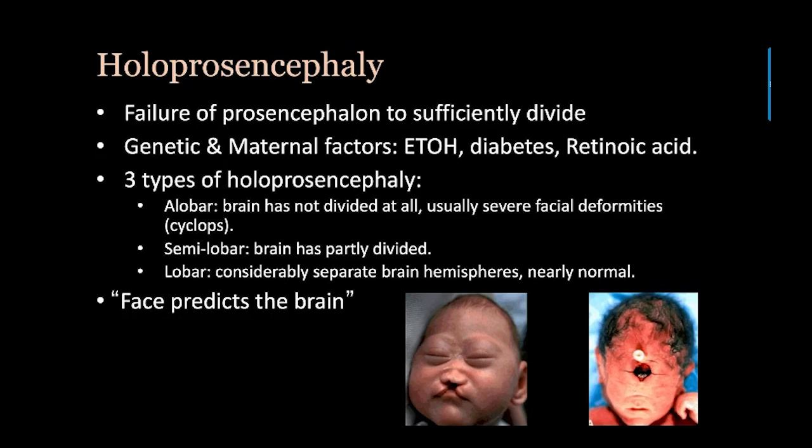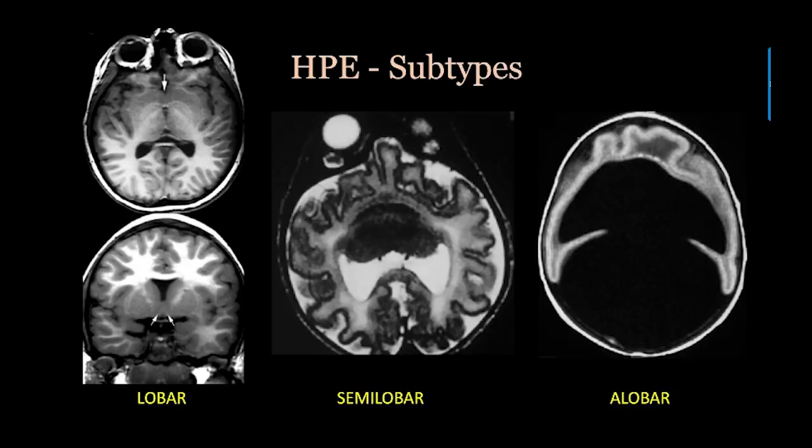So if we don't pay close attention, we may actually miss that small fusion between the thalami, which is sometimes the only sign of lobar holoprosencephaly. You see these examples of semi-lobar and alobar holoprosencephaly, and that is why some people say that face predicts the brain in terms of the spectrum of holoprosencephaly and how severe the disease entity is. These are some examples of subtypes of holoprosencephaly. We have lobar on the left-hand side with some fusion of the thalami, semi-lobar, which we just saw a case of, and alobar, where we have a monoventricle and lack of fusion of the cerebral hemispheres.